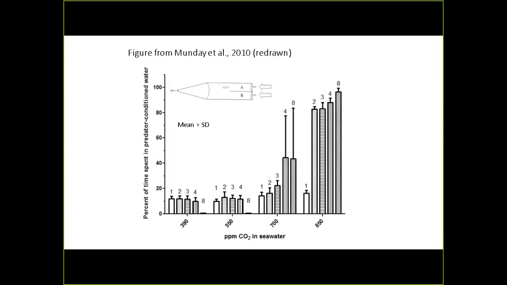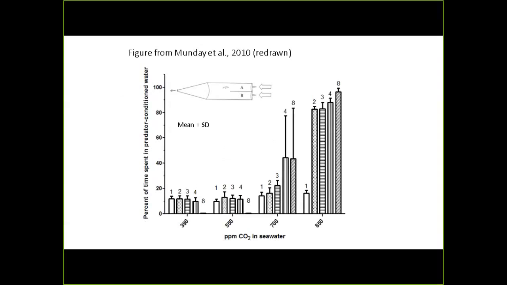And these are the data. So on the y-axis here is the percentage of time that the larva spent in the predator-conditioned seawater. And these are the 4 CO2 concentrations. This is the control one here. And this is kind of interesting. The first few days, about 10% of the larvae are actually swimming towards the predator. They're a little confused. But by day 8, they all get it.